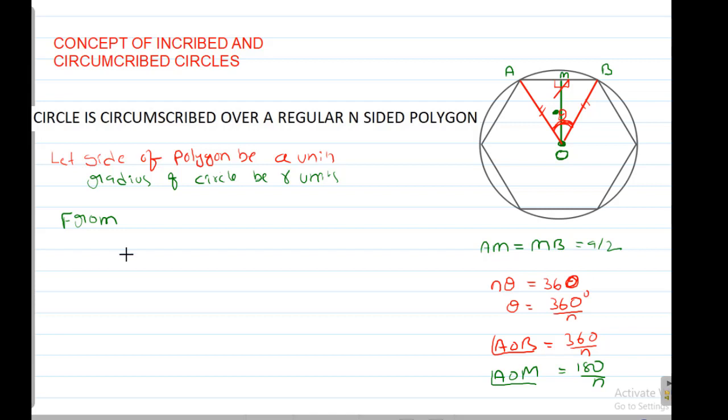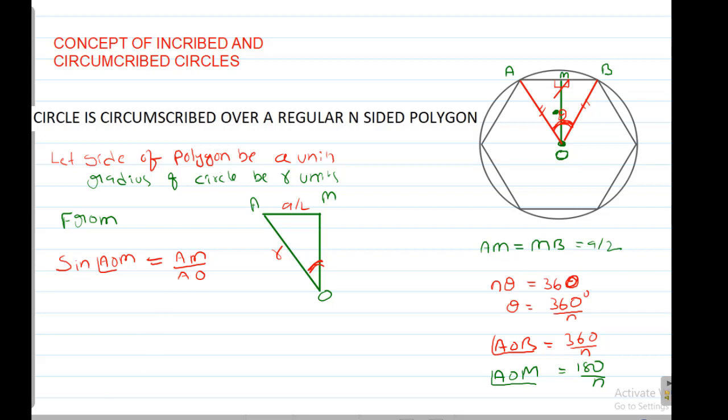Now I want to draw a separate triangle for that. This is one of the right triangles. In this right triangle, this is A, this is M, this is O. This is a by 2, this is R. This angle we have now, what is that? 180 by n. So, opposite side and hypotenuse, sine I am applying. Sine of angle AOM is nothing but AM by AO.